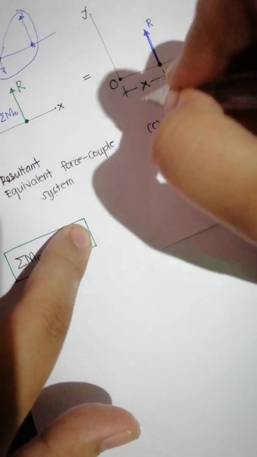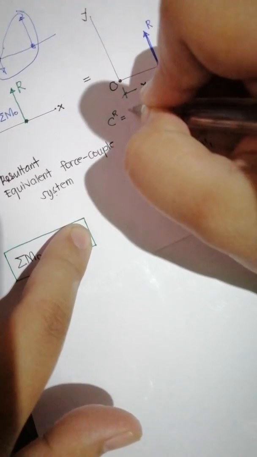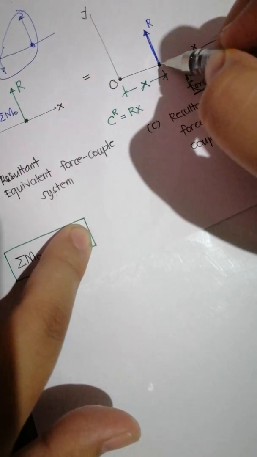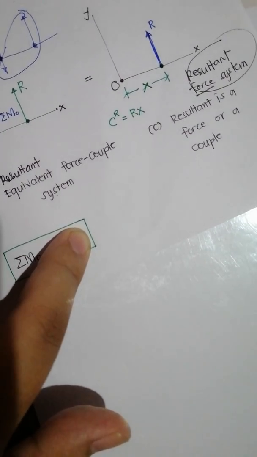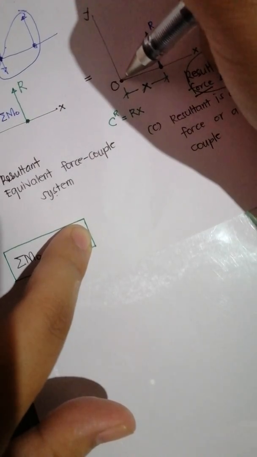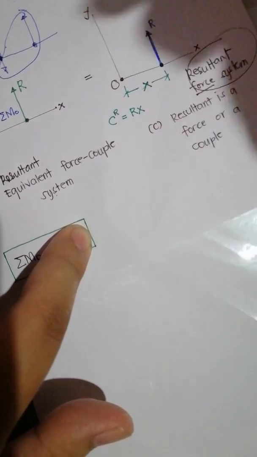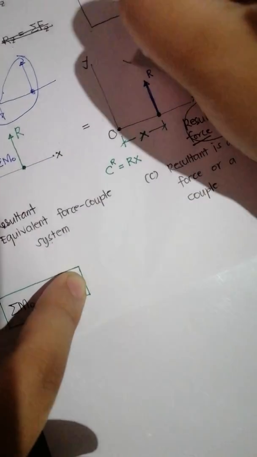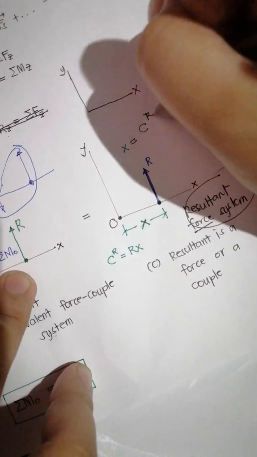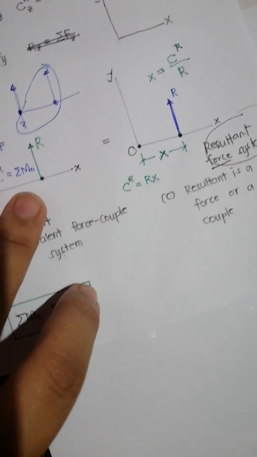Okay, so therefore the resultant couple is equal to R times the distance x, because that is the couple of transfer that will be formed if you're going to transfer R to origin O. But if we are going to bring it back to its original position, then the distance x is equal to the resultant couple divided by the resultant force.